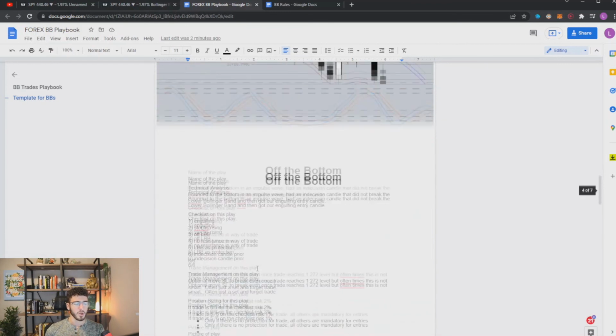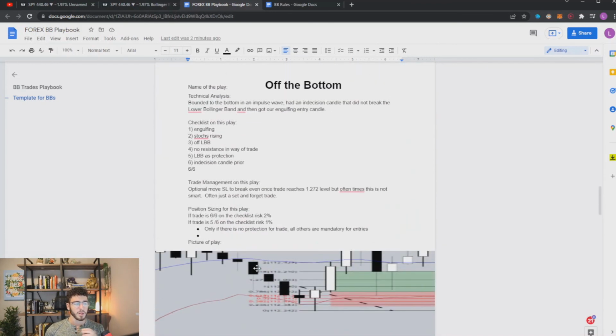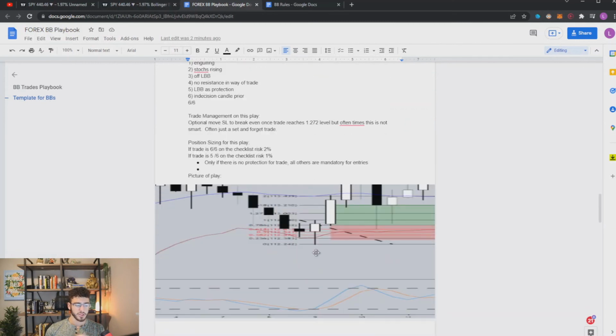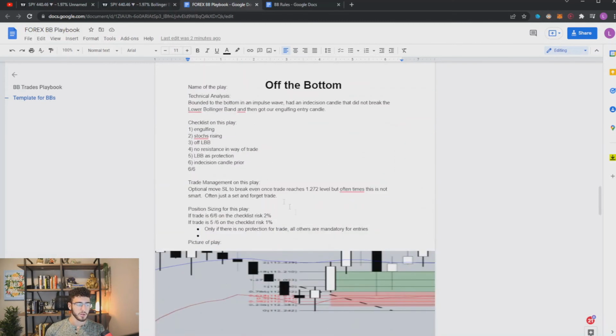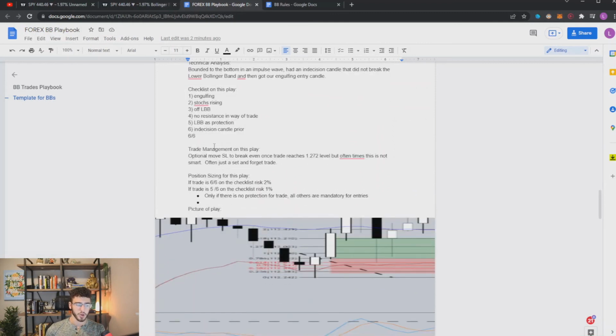Stochastics falling. Off of the bottom. So as you can see, very, very straightforward. This setup candle is off of the bottom. Engulfing candle, stochastics rising, because off the bottom is a buy entry. Bullish engulfing candle. No resistance in the way of the trade. Lower Bollinger Band as protection for the entry. Indecision candle prior. Indecision candle right here.